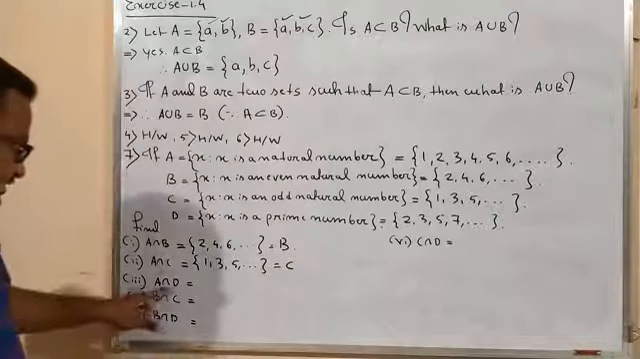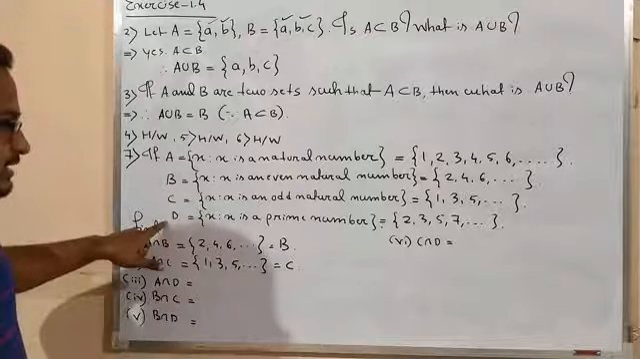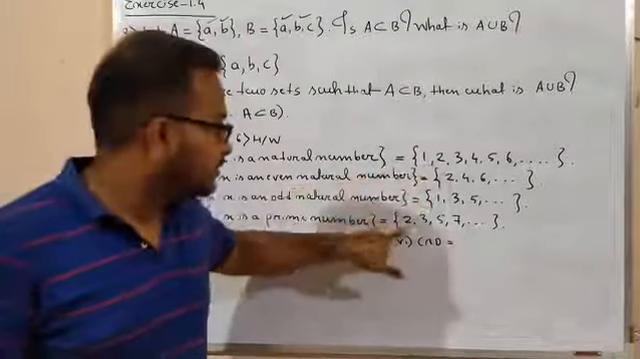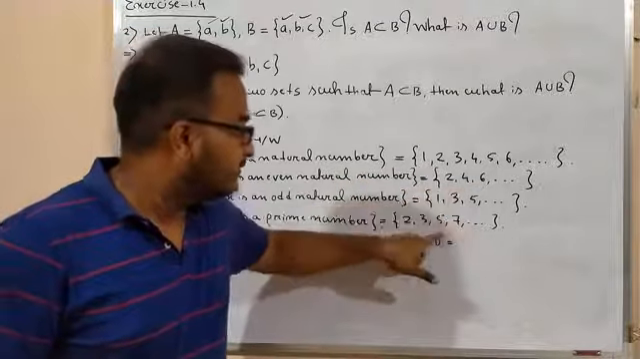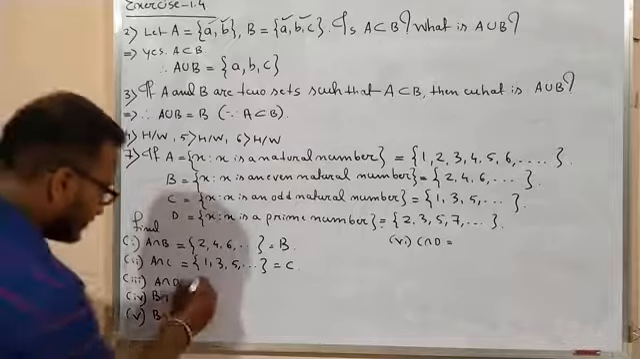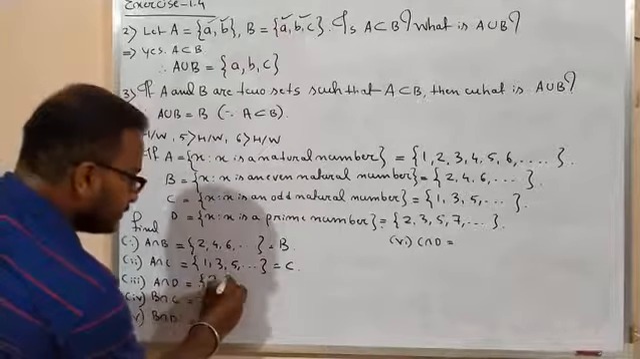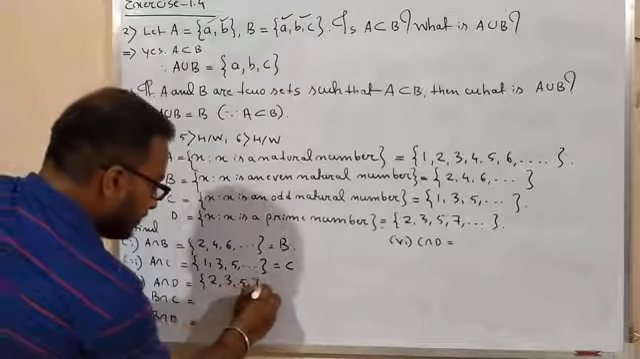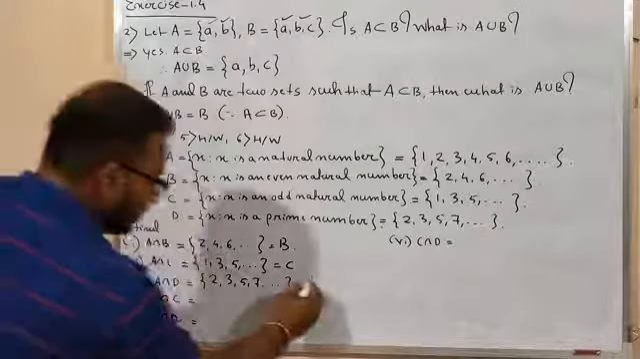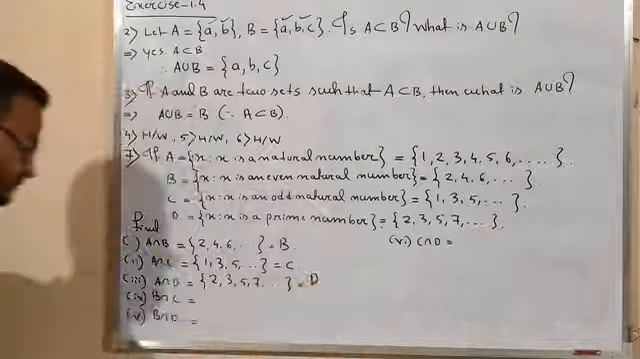Now what is A intersection D? A intersection D is 2, 3, 5. 7 is also there, isn't it? 7 is also a natural number. So it is nothing but your 2, 3, 5, 7, dot dot dot. So this is nothing but what? All prime numbers. So it will be your set D.